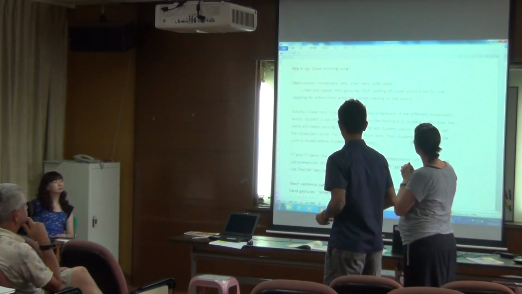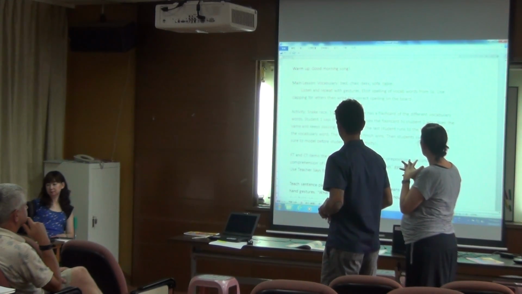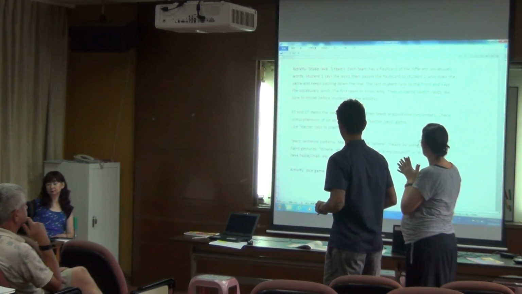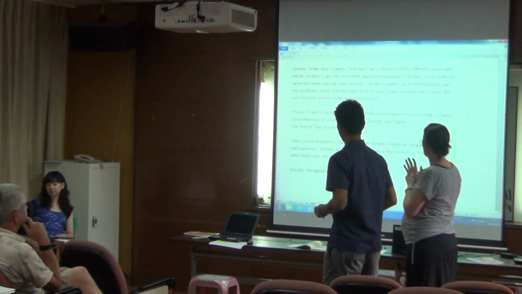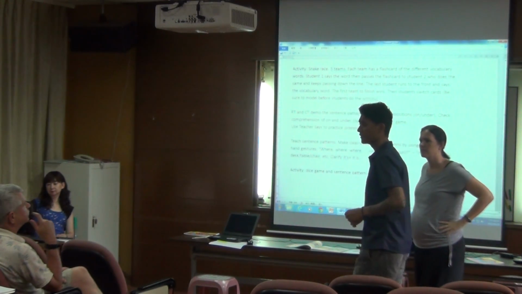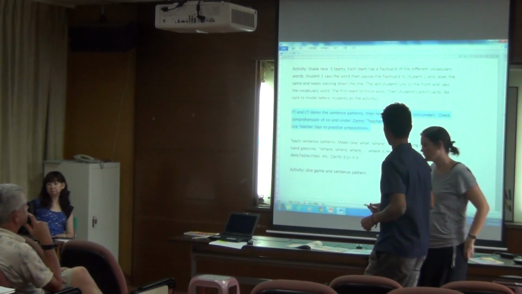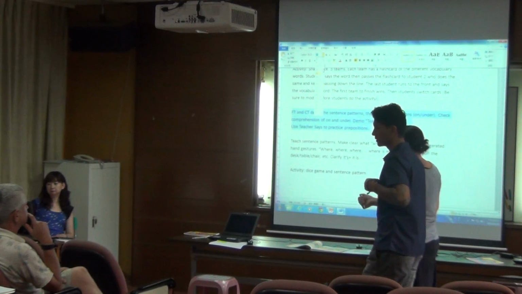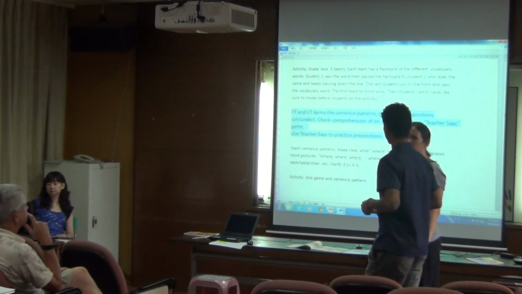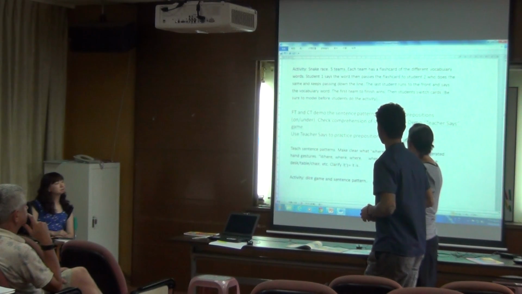And then next part, we're going to work on prepositions to make sure that they understand. It's pretty simple in the book. It only had on and under, so if you want to add more, you could add something like in, which would be a really simple picture. The foreign teacher and co-teacher demo the sentence patterns and key prepositions.